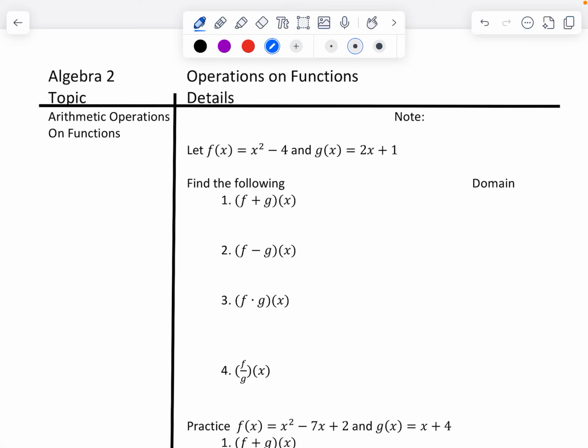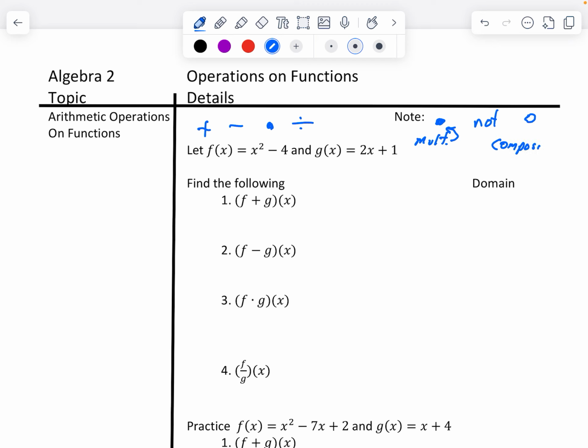This video is on operations on functions. Simply put, this video is about adding, subtracting, multiplying, and dividing functions. Now, just a note here, make sure you recognize that a closed dot, which is multiplication, is different than an open dot. An open dot is composition of functions.